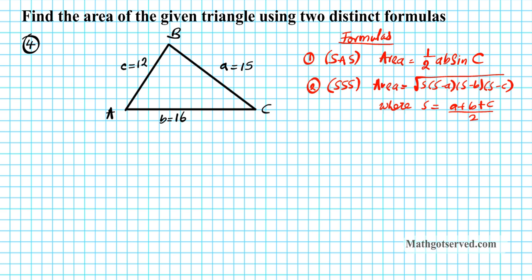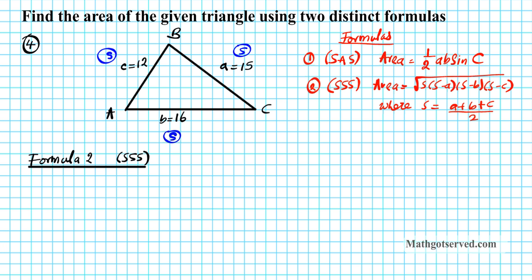Okay, so if you take a look at this problem, which of these formulas can we apply directly to this situation? Well, in order to answer that question, we have to determine what kind of situation we're dealing with. We're given side, side, and side. This is an SSS situation, so we're going to use formula 2 first. So let's use formula 2, the SSS formula. And then we're going to shift our attention to formula 1.